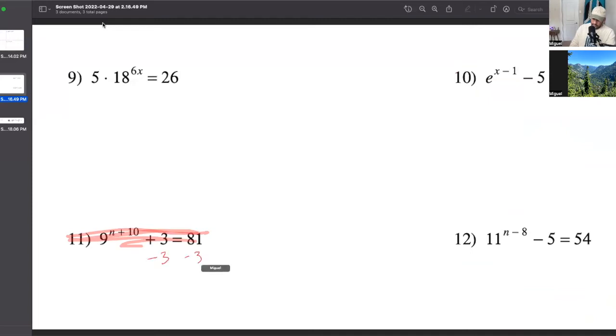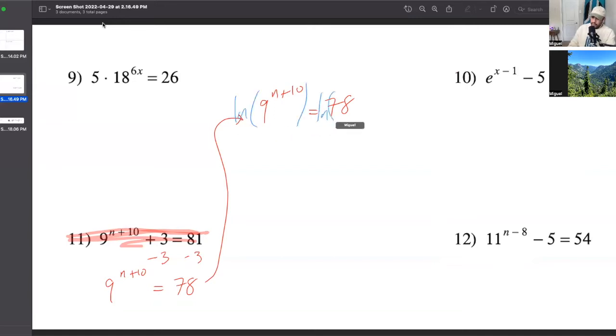And that gives me 9 to the power of n plus 10 equals, what is that, 78? And there's nothing I can do. This looks like one of the previous problems that we did in the other slide where we can actually turn the base into something with 9 or maybe 3, but in this case we can't, unfortunately. So it's going to be the same problem when we go ahead and take the ln of both sides.